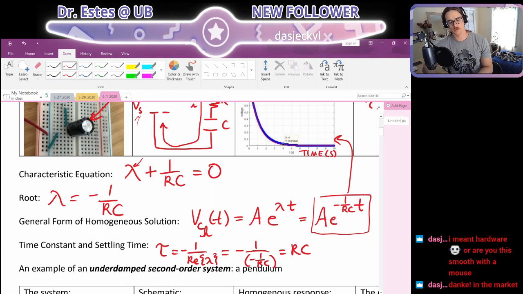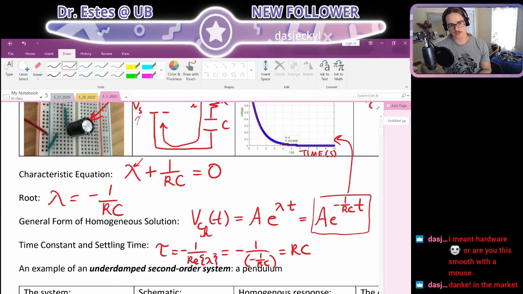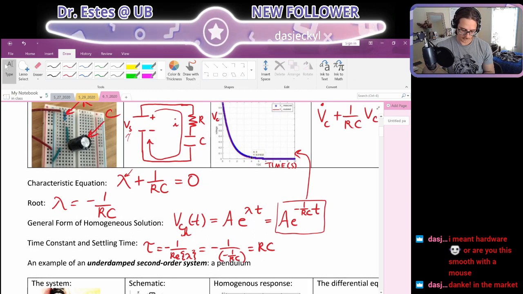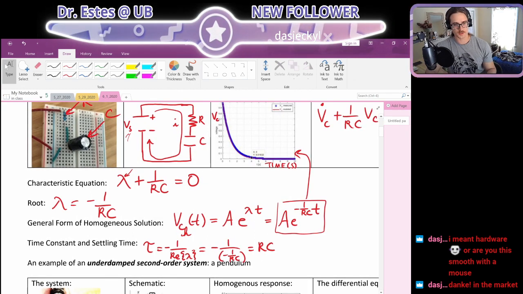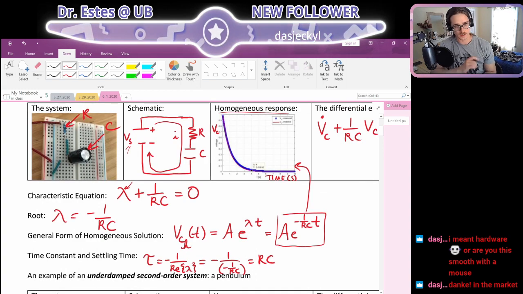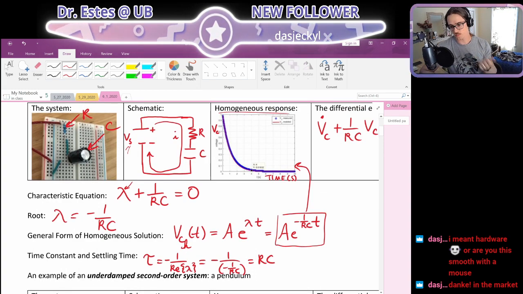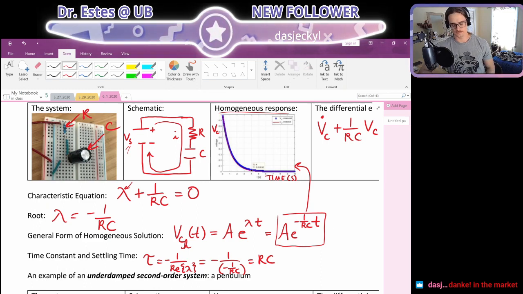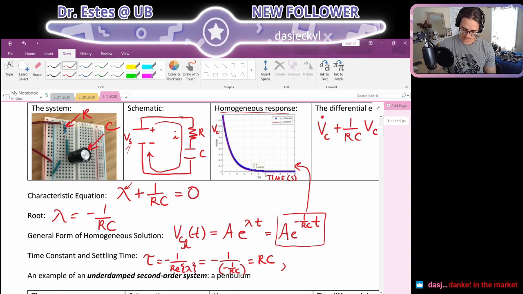So if you want to know how fast your capacitor charges in an RC circuit, you take the resistance, you take the capacitance, and you take the product of the two. So in the circuit that we did in class, the resistance was 1 kilo ohm, the capacitance was 1 millifarad, right? And if you multiply that together, it gives you a time constant of 1 second. Okay, so that's a time constant.